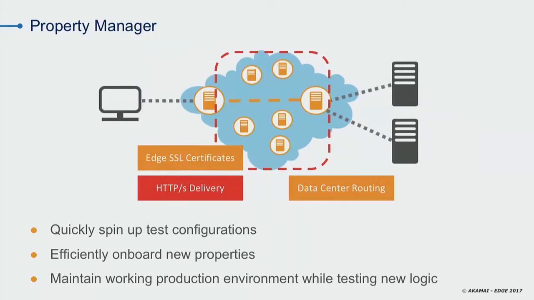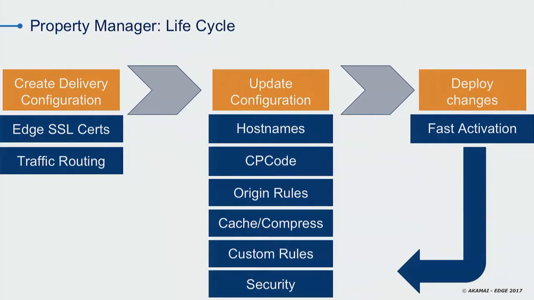Now, getting to the last component, I would say probably the most critical component, is the Edge configuration itself. How can we deploy Edge configurations in a fast way to get an environment going? Well, we can use the Property Manager API, and that allows us to quickly spin up test configurations, and we can deploy them fairly fast. We can onboard new properties, and again, you can maintain your working environments, whether it's QA or production, when you are making those changes. If we take a look again at that standard lifecycle, you have your create, you have your update, you have your deploy.